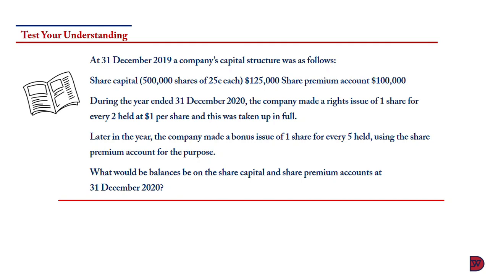Let's test our understanding. At 31st December 2019, a company's capital structure was as follows. Share capital of $125,000, which is the 500,000 shares issued at 25 cents each. The share premium account was also $100,000. Now, during the year ended 31st December 2020, the company made a rights issue of 1 share for every 2 held at $1 per share, and this was fully taken up. Later in the year, the company made a bonus issue of 1 share for every 5 held, using the share premium account for the purpose. What will be the balances on the share capital and share premium account at 31st December 2020?